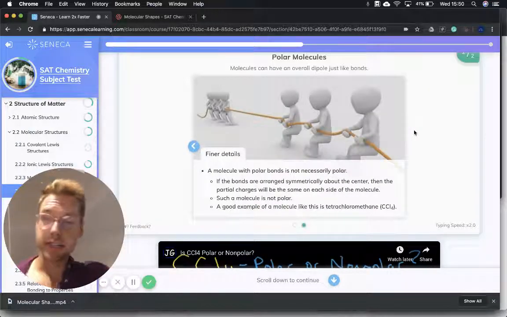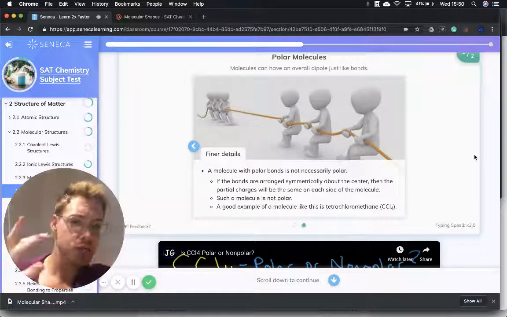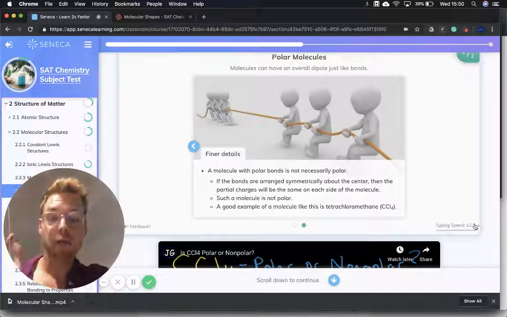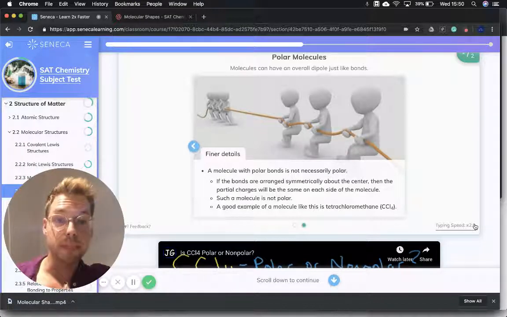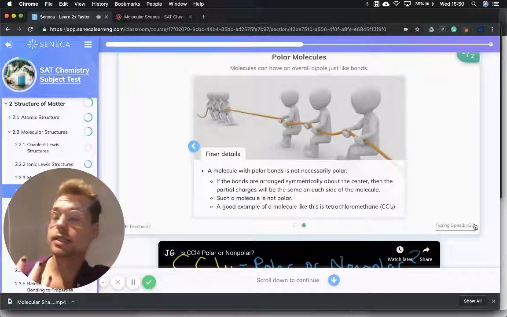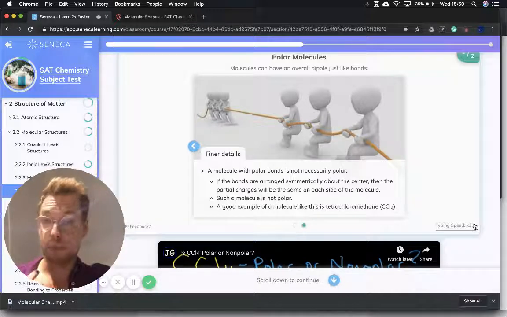Now, finer details. Honey, we are getting granular for you today. A molecule with polar bonds is not necessarily polar. I know, plot twist. What does it all mean? If the bonds are arranged in a symmetrical order about the center, the partial charges will be the same on each side of the molecule. What does that mean? Well, it basically means that the charges cancel out and the molecule is not polar.